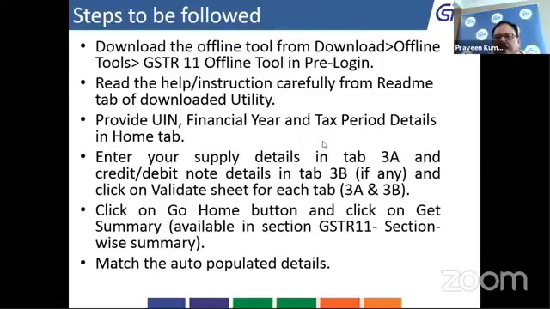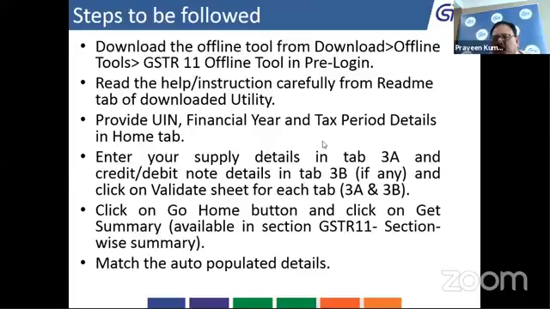You have to mention your UIN. You have to mention the financial year. You also have to mention the tax period details in the home tab. So there will be two tabs. First is 3A and the second tab is 3B. The 3A tab is related to whatever supply you have received, and you have to enter all these details in that tab.